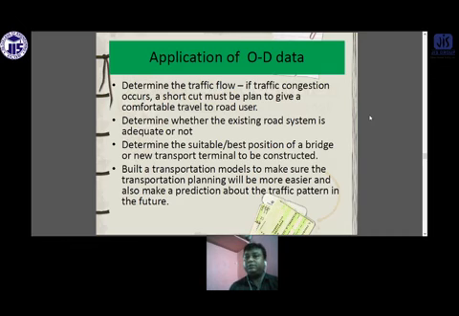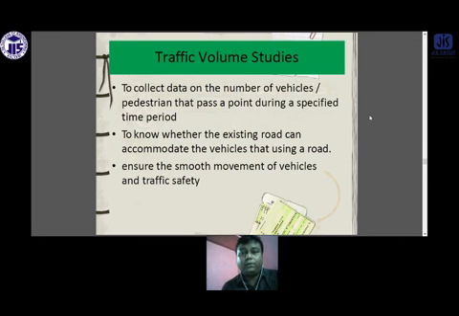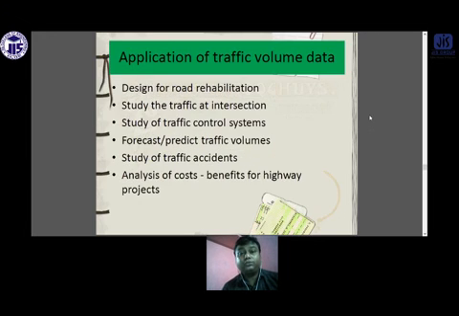Origin and destination is basically done to find out the traffic volume, meaning the selection of the route. Suppose some users are coming from point A and they want to go to point B, so which route do they select? From this OND survey we can find out the selection of the route. Based on the traffic volume, we can find out the width of the road, whether I will go for a single lane or double lane, or single way or double way. So based on this traffic volume data, we need to follow the proper planning process for the width of the road.